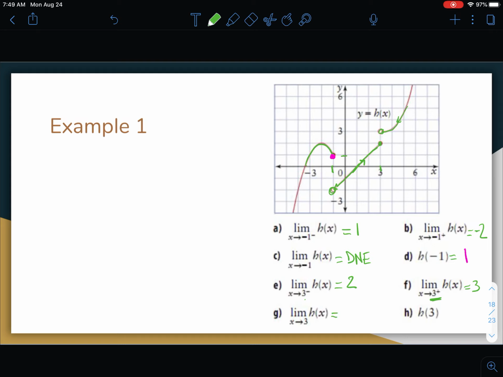For the next one, this is saying, hey, how about a two-sided limit? The limit of h of x as x approaches 3. Since these two values were different, we have to say this does not exist. And then h of 3 has to be this value here, 2.